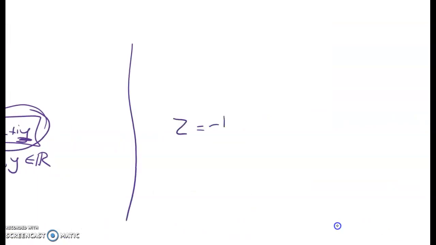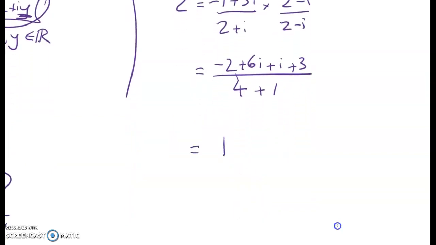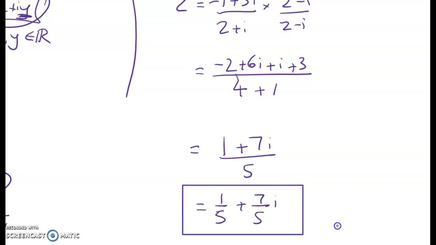Okay, so z is equal to negative 1 plus 3i over 2 plus i. We're going to multiply the top and bottom by the conjugate, and that gives me 4 minus negative 1, so 4 plus 1 here. Carefully multiplying everything out, we get negative 2 plus 6i minus i times negative 1 gives me plus i, and then minus the 3i squared gives me plus 3. That gives us 1 plus 7i over 5, and we'll split that up so that we've got the real bit 1/5 and the imaginary bit 7/5 i. Okay, that's that one done.